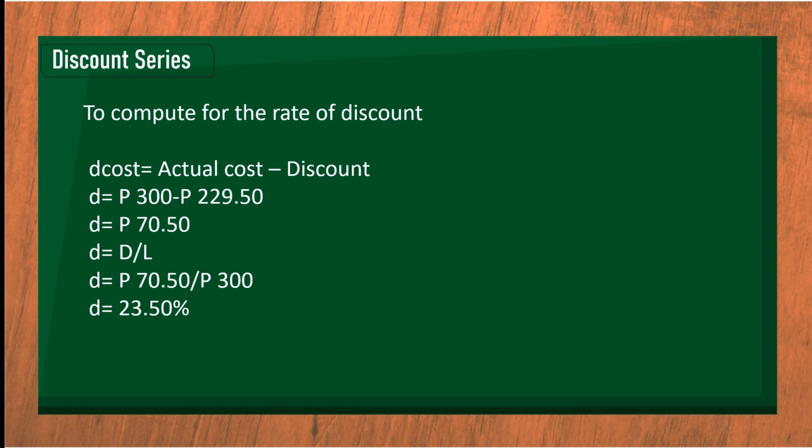To compute for the rate of discount, the formula is discount is equal to actual cost minus net price. From our previous example, 300 pesos minus 229.50 pesos is equal to 70.50 pesos. Let us have 70.50 divided by 300. The rate of discount will be 23.50%.